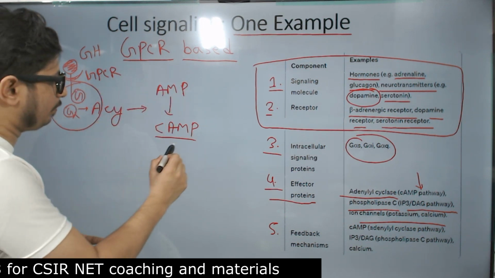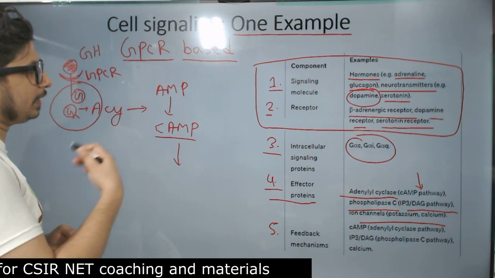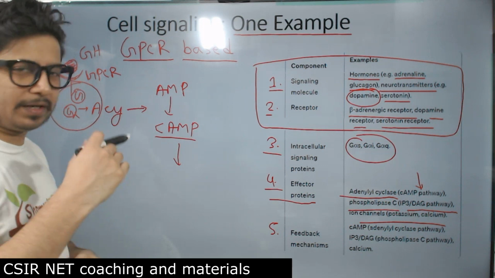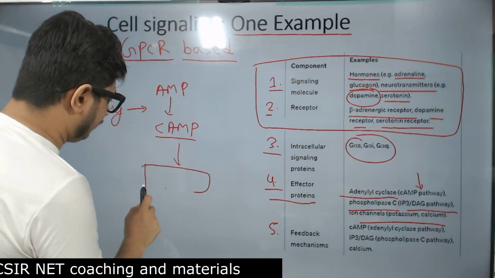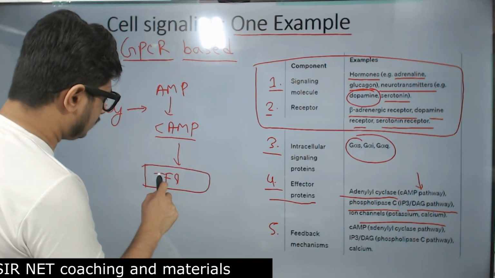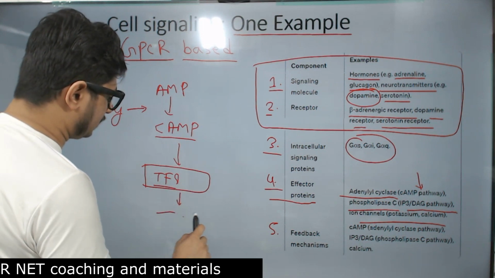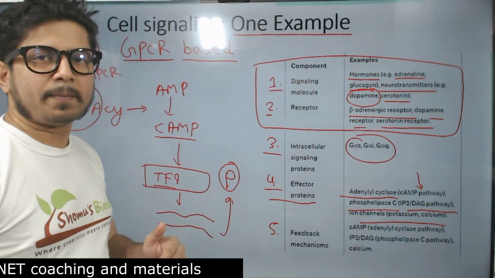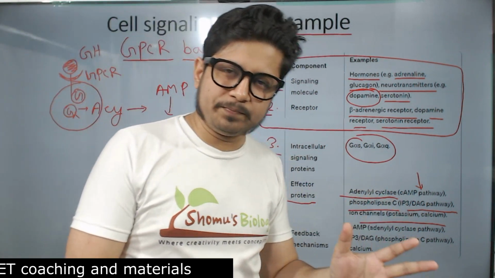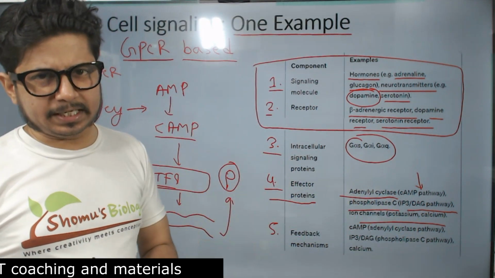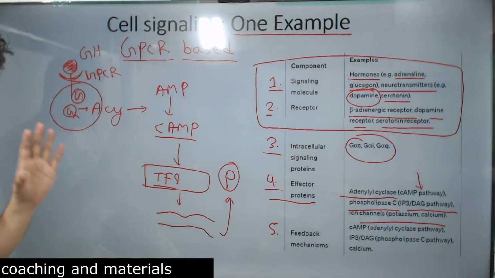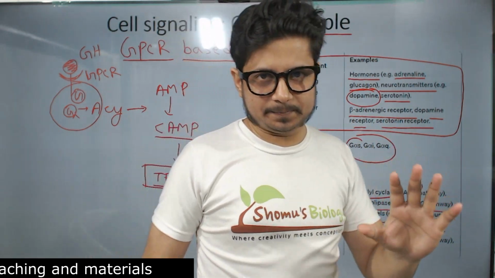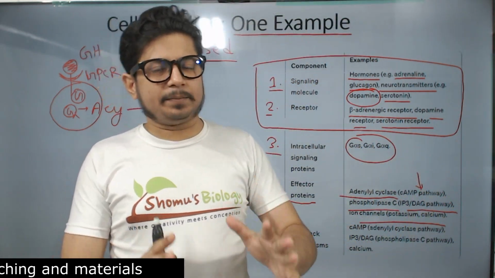Once cyclic AMP is formed, it will further activate proteins, which will ultimately go and activate transcription factors. Transcription factors are going to produce specific mRNA, and specific proteins will be produced. These proteins will then further do the job and conclude the cell signaling pathway. So this is just a very basic, simple example of the cell signaling process in a cell. This is the basic principle of cell signaling.